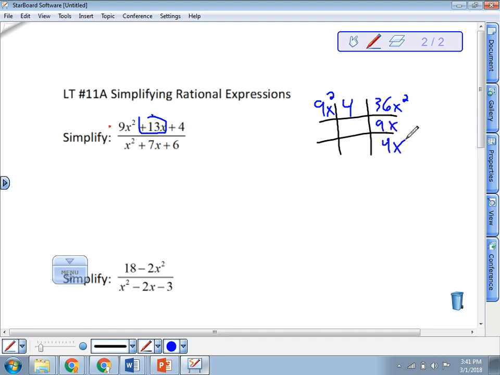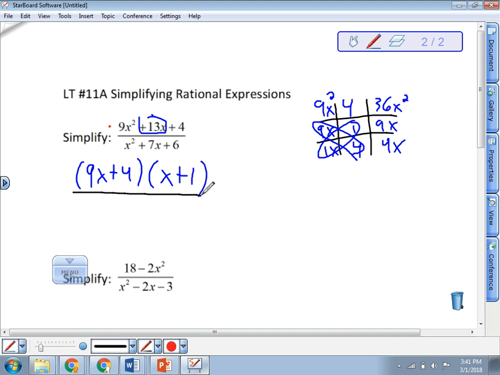Then what factors are 9? Well, it's got to be 9x and 1x. 9x times 1 is 9x, 1x times 4. There you go. So these are my answers right here. So when I rewrite that equation, I'm going to break that down into 9x plus 4 times x plus 1. Then that's going to be over.